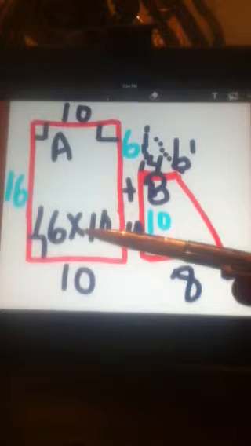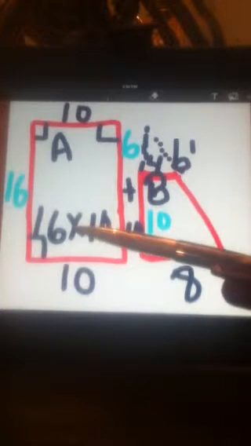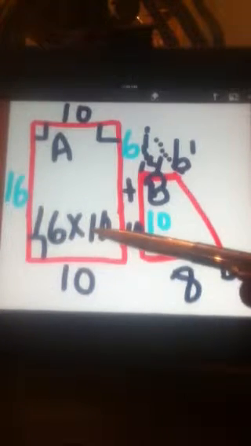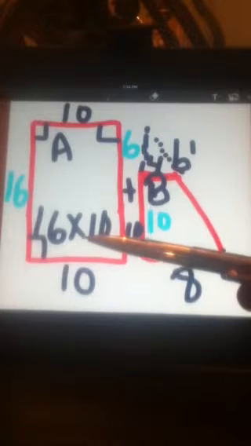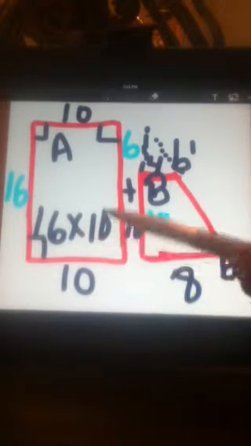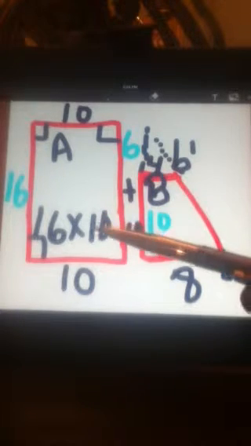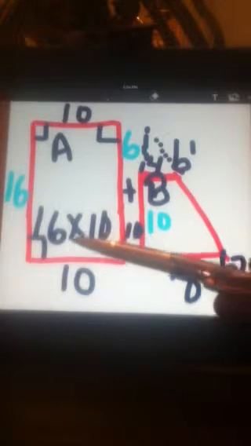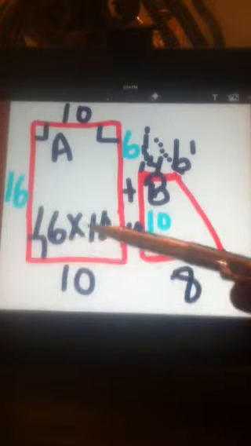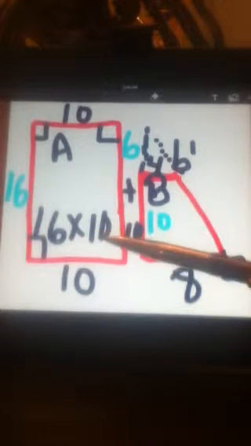Shape A is a rectangle, and we know that the area of a rectangle is the length times the width, or the base times the height. So all we have to do here, because they've given us everything here, is multiply this 10 times 16, or 16 times 10.